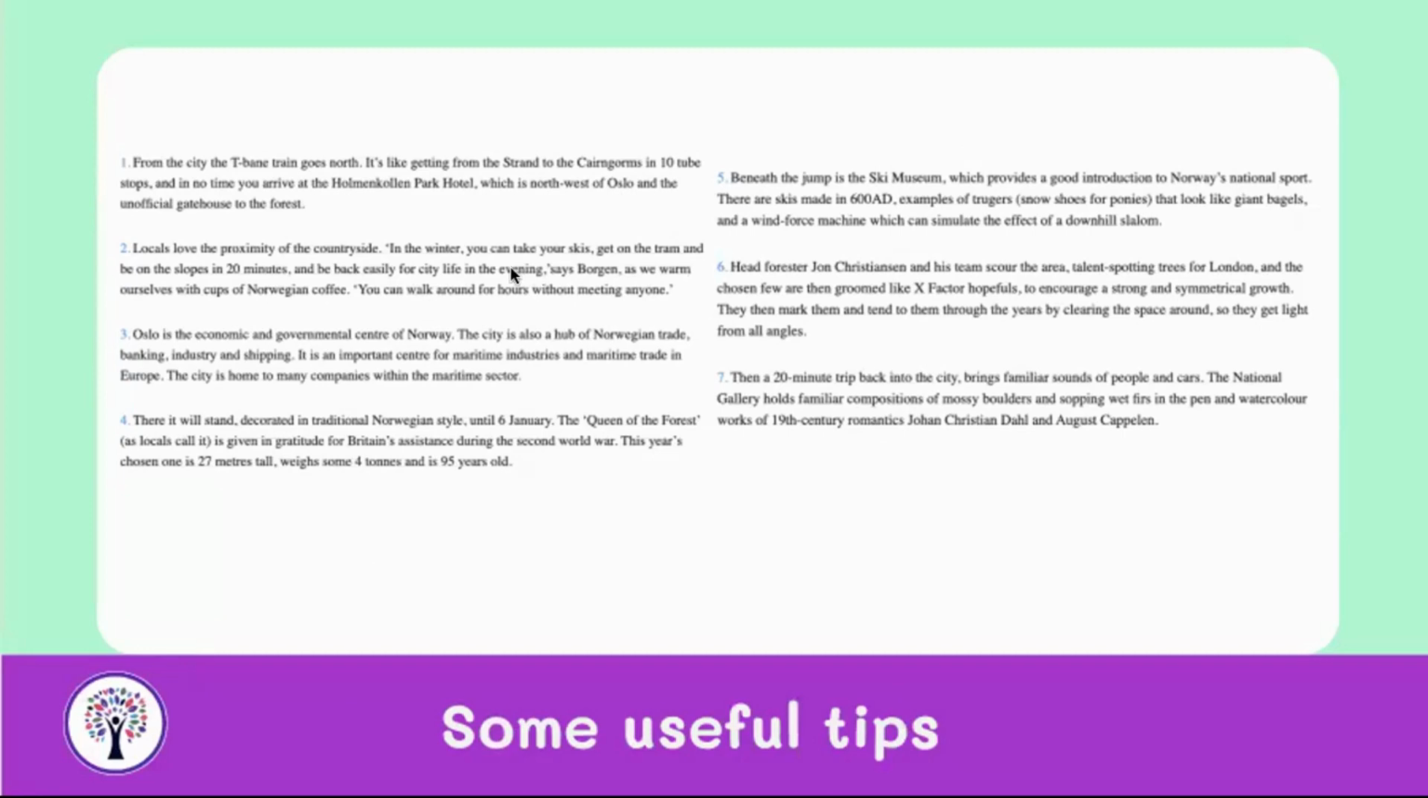Now, again, you will want to go through and check. Like I notice here, this one talks about Oslo Economic and Governmental Centre. Can you spot any others that are talking about Oslo as well? So let's have a look at number 1, everybody. So we saw paragraph 1 introducing us to Oslo. And the last part, do you remember what it was about? The Christmas tree. So let's have a look again.